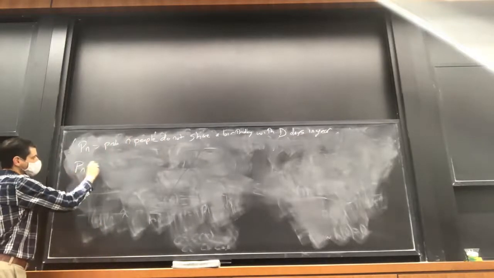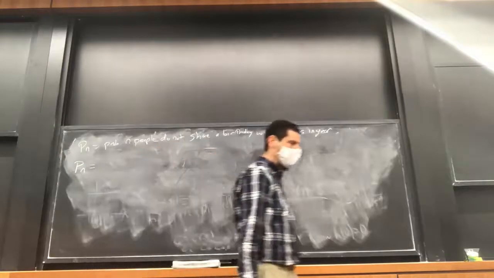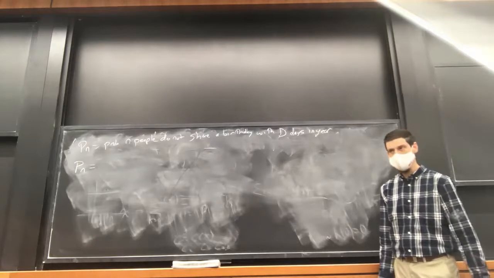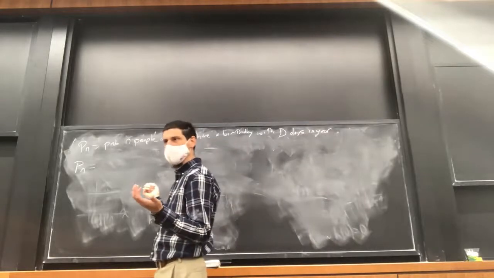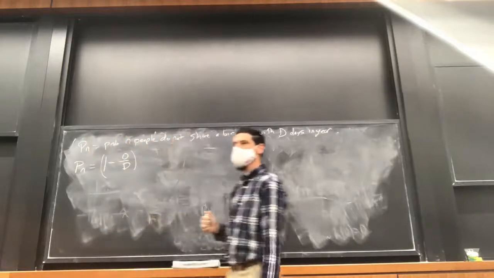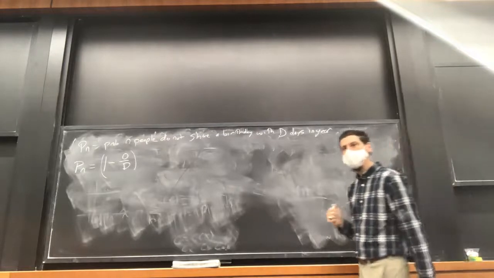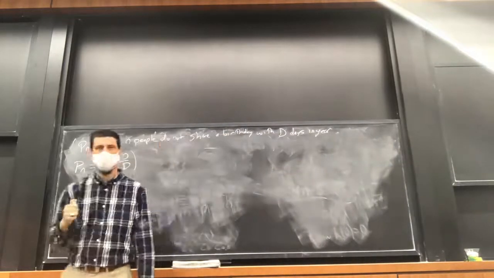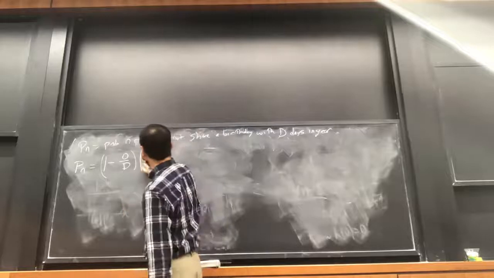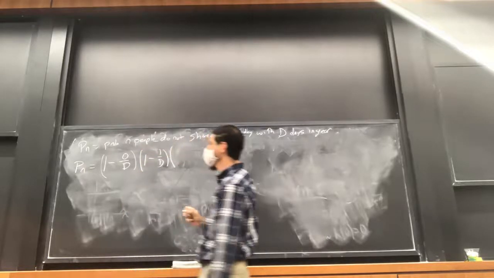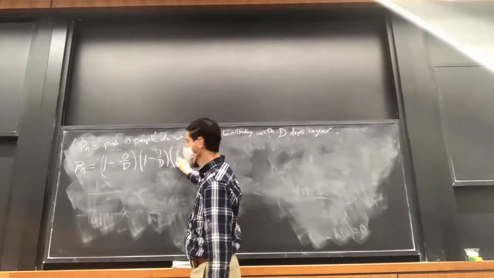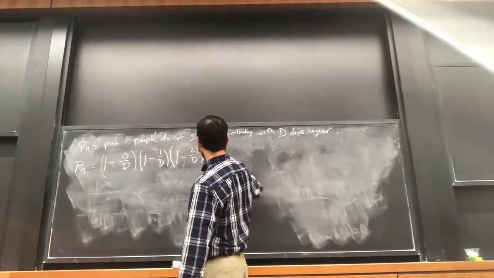So let's try to calculate Pn. When the first person walks into the room, what is the probability that the first person shares a birthday with someone else? Zero. So the probability that they do not share a birthday with anybody else is one. I'm going to write one as 1 - 0/D. Now the next person walks in. What's the probability that the next person does not share a birthday with the first person? It's 1 - 1/D. And when the next person walks in, what's the probability that they don't share a birthday with either of the first two? 1 - 2/D.